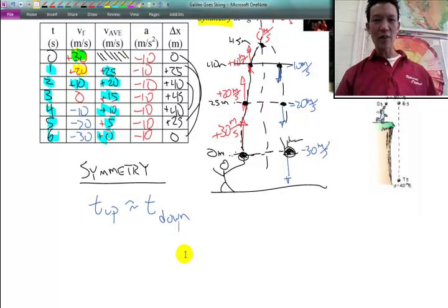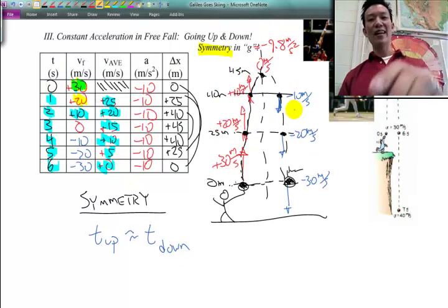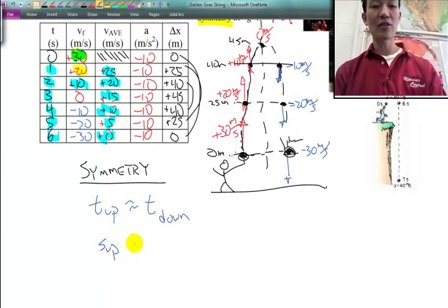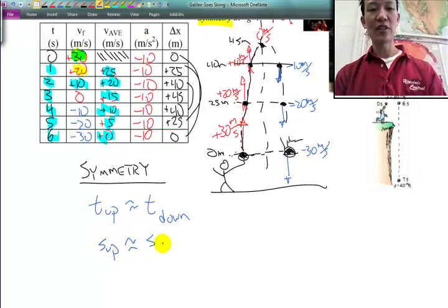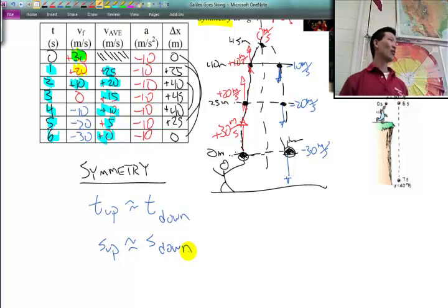Here's another symmetrical pattern we can notice. What do you notice about the speeds on the way up? 30, 20, 10, 0, negative 10, negative 20, negative 30. The speeds on the way up are also symmetrical to the speeds on the way down. Notice I'm saying speed, not velocity. Because on the way up, it's a positive velocity. On the way down, it's a negative velocity. But the speeds are symmetrical. So that's just a nice intuitive fact to know.